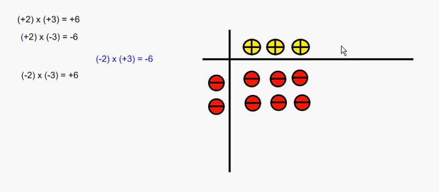So negative 2 times negative 3 is negative 6. 2 times 3 is 6. I've got one flip in my question, so I have to have one flip in my answer.